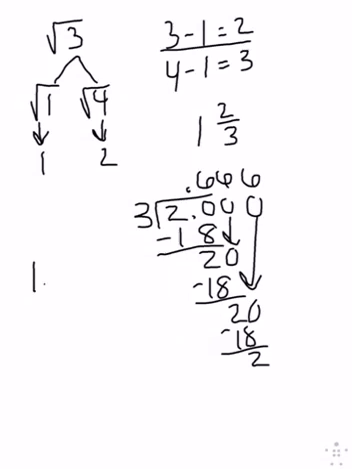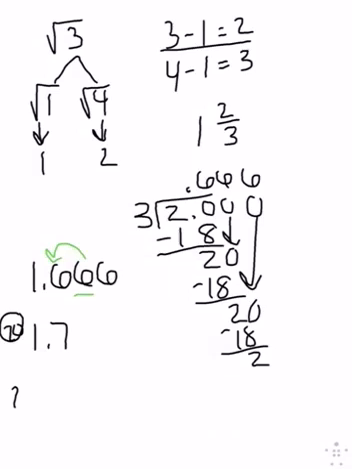My answer is 1.666. However, for number 20, it says to round to the nearest tenth. So I take that decimal place and I round up to 1.7. Number 20 is 1.7. For number 26, I need to round to the nearest hundredth, so I look at my third decimal place and round up and get 1.67.